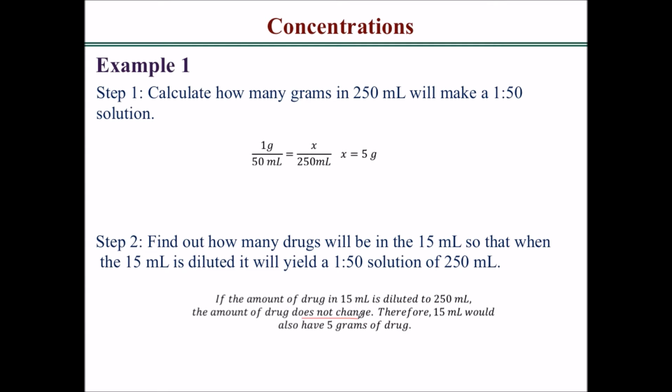So pretty much any amount of liquid you add to a certain amount of grams, let's just say 5 grams for this example. If you add 15 ml to 5 grams, there's still 5 grams of the drug. If you add 100 milliliters to 5 grams of drug, you still have 5 grams of drug. So that's the same concept here.